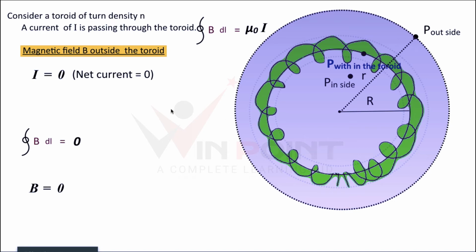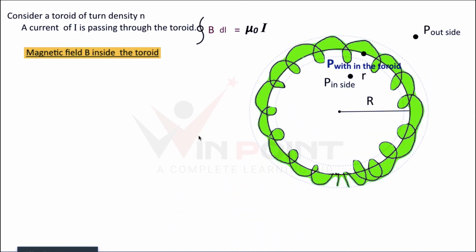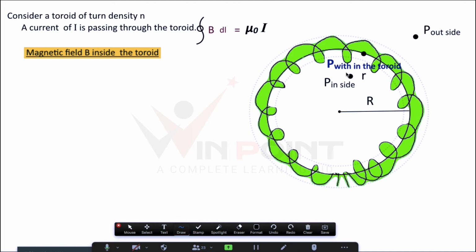Okay, now the second one. Magnetic field inside the toroid. We are considering a point inside the toroid. Magnetic field B inside the toroid. So this is the point P inside.